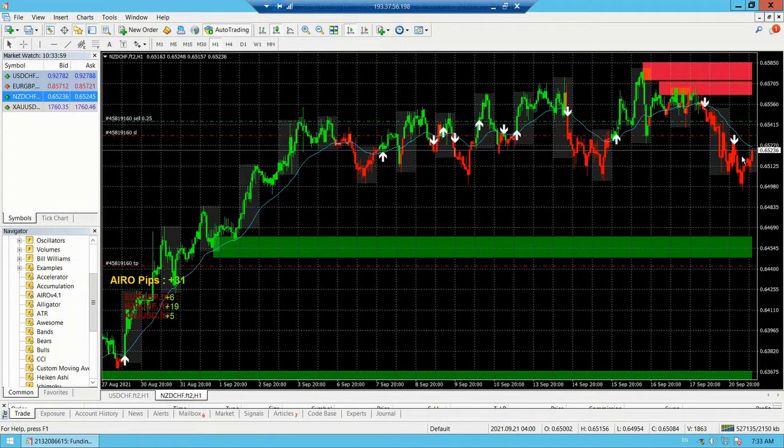So it is super simple. You get the notification as soon as you get the bounce in the arrow. The notification will come when the arrow pops up. You go ahead, you check the trend, and now with Airo 5.0, which changes everything about trading, we get the market maker directions.